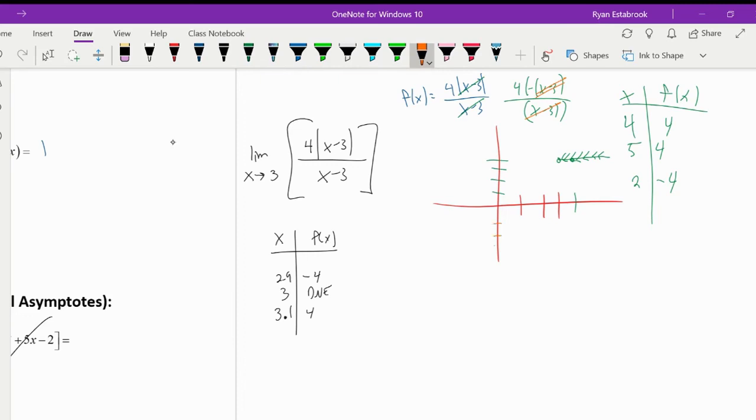So from the left-hand side, we have all these values that are approaching negative 4 coming at it from the left. At x equals 3, it doesn't exist. So from the right and from the left, they're divergent. They don't converge on the same number. So our value doesn't exist. It just does not exist.